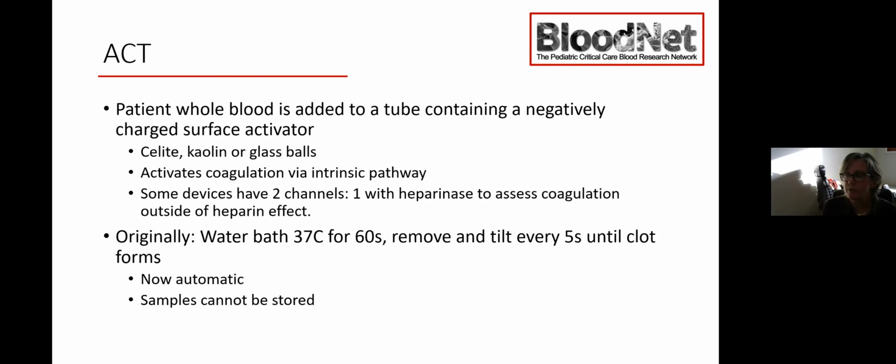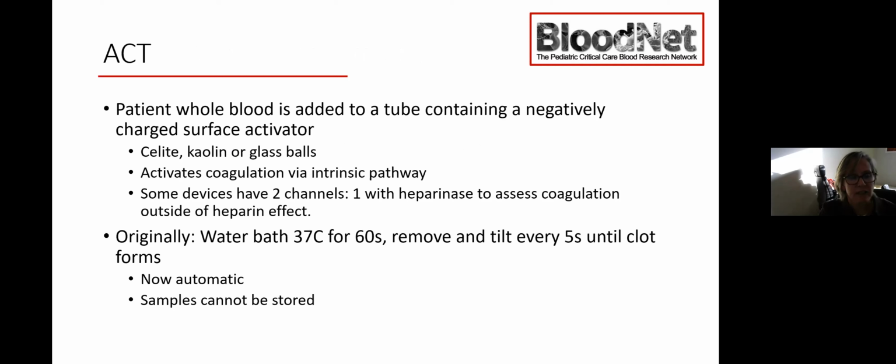So it's a very simple test. The patient's whole blood, this time, is added to a tube containing a negatively charged surface activator. And this can be C-Lite, kaolin, glass balls, anything that's going to provide that surface for platelet activation and activation of the coagulation cascade.